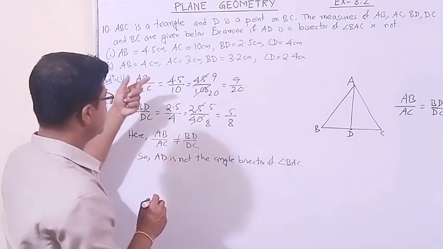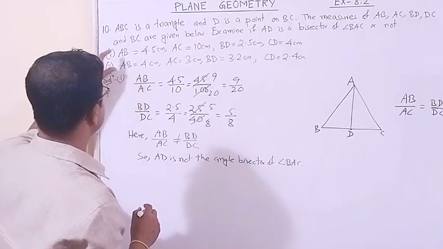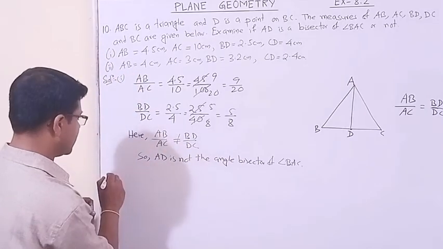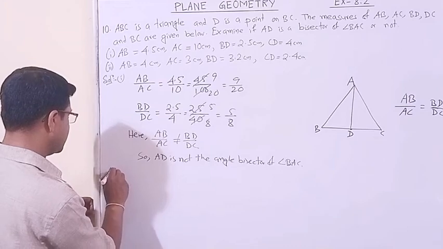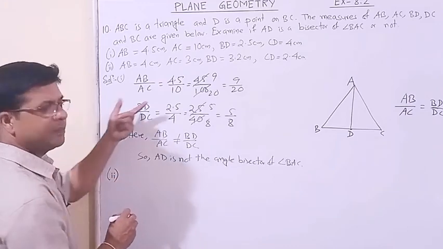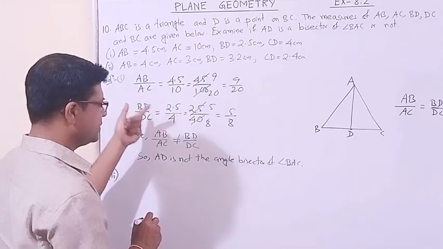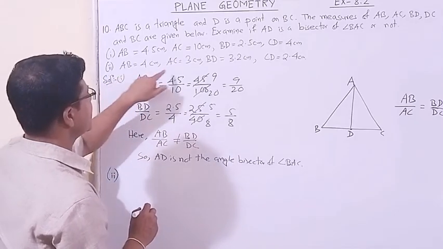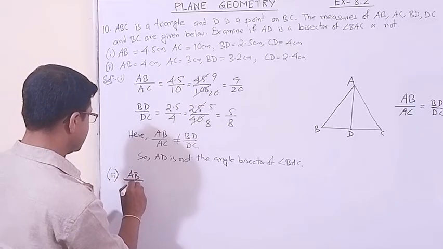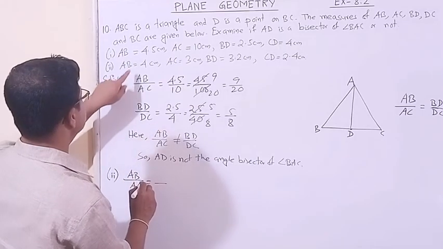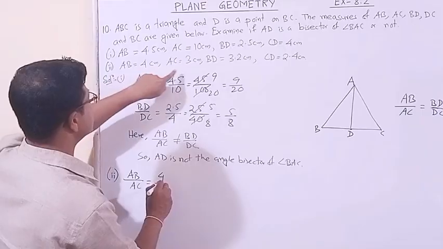Okay, we have taken one more. Actually, there are four sub parts. We have taken 2 by 2. At first, we are taking 1 and 2. Then in the next part, we shall take 3 and 4. Again, the same concept, the same steps we shall apply. Here again, you shall find this AB by AC. What is AB? 4. What is AC? 3.